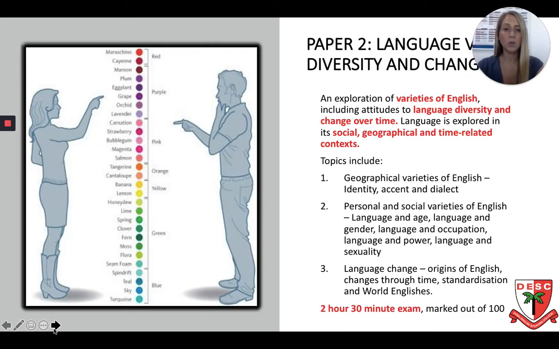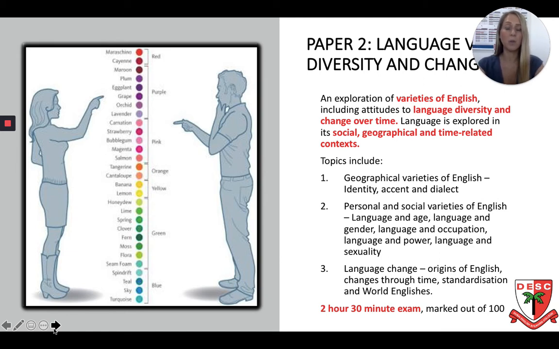For Paper 2, you study a really wide range of contextual approaches to language study and theoretical approaches. You will look at things such as language and gender, language and age, language and power, language and occupation, all of the contextual things that go into making a person's language what it is. You will also look at the history of the English language and how it has changed over time. How do new words come into a language? How do they become a permanent fixture? A really fascinating area of study, and it really is a diverse paper.